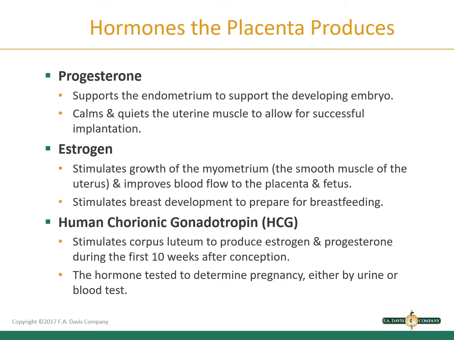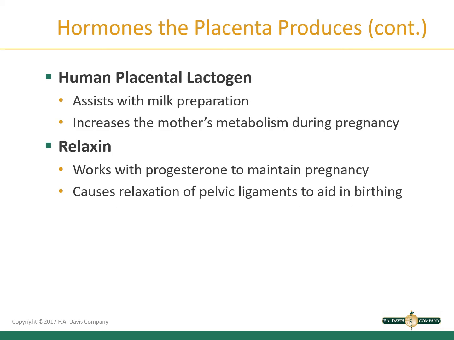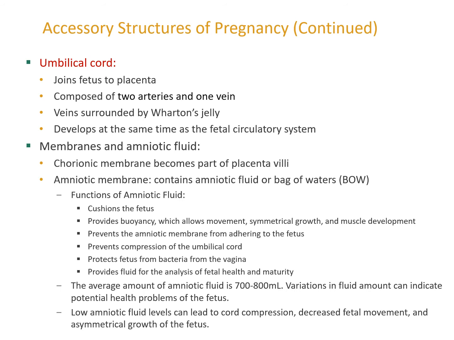We previously spoke about the hormones the placenta produces, so just review these bullet points here. We spoke about the umbilical cord earlier when I showed you that picture. We talked about how the umbilical cord joins the fetus to the placenta, and it's composed of 2 arteries and 1 vein.